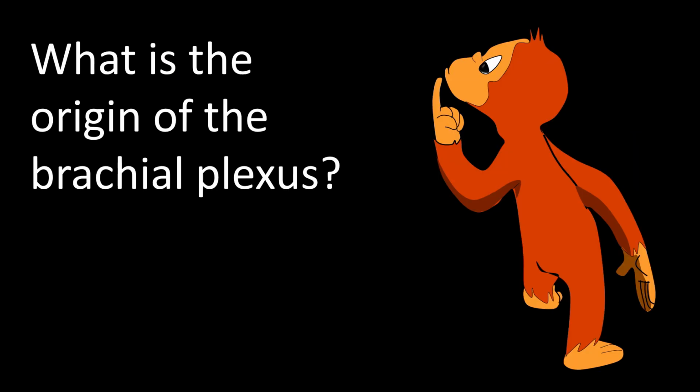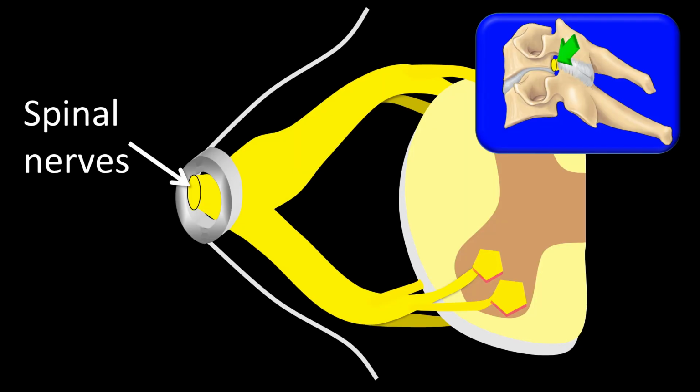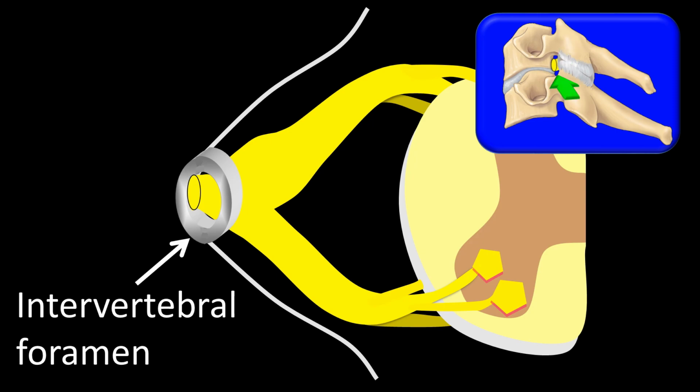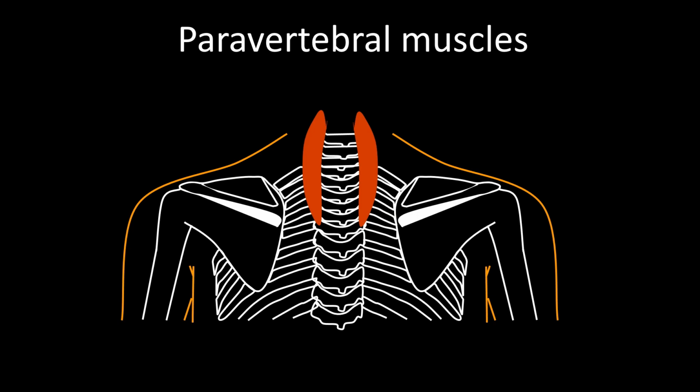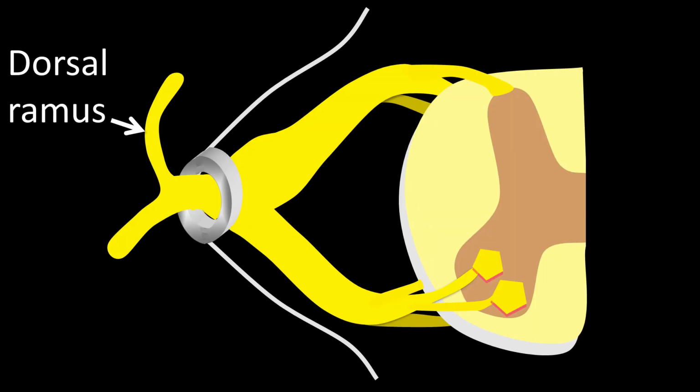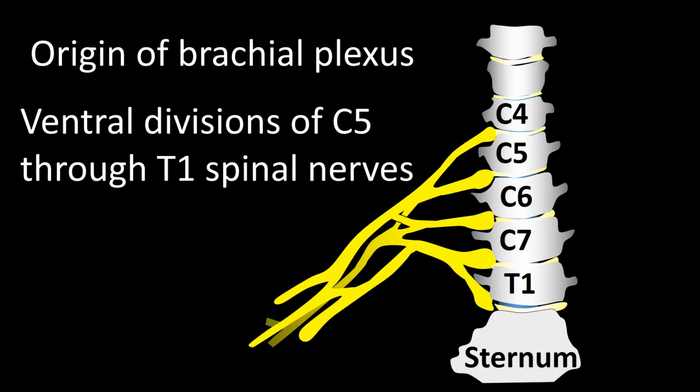The fourth question is, what is the origin of the brachial plexus? To answer this question, I will go back to the spinal nerve. The spinal nerve, as it exits through the intervertebral foramen, divides into the dorsal ramus that goes to innervate the paravertebral muscles and the ventral ramus, which constitute the first component or element of the brachial plexus.